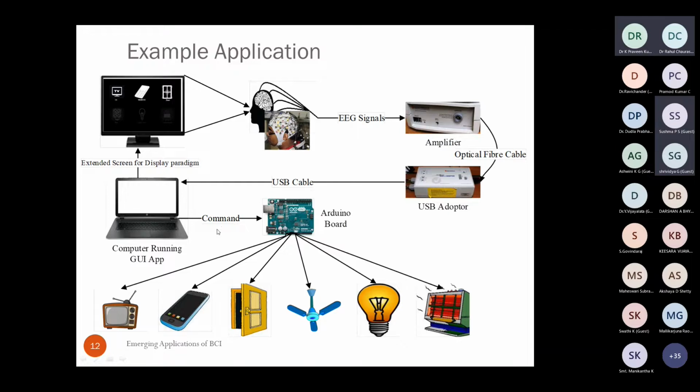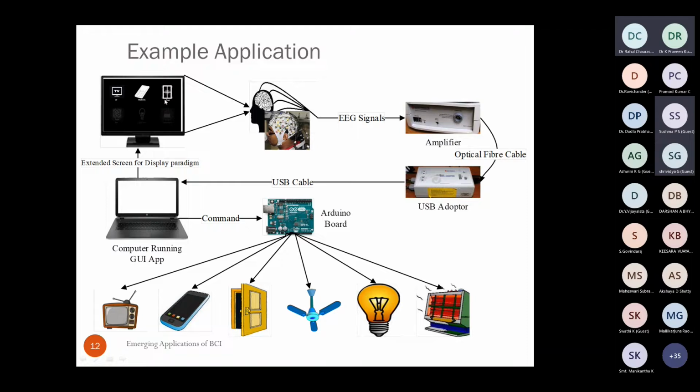So the example application, this is the research done by one of the PhD scholars whom I have supervised. This is the real work which we have done, and these are the real pictures. We had a laptop running the BCI 2000 software. From that software, we had an extended screen, a normal PC screen, on which we displayed different devices the person may want to operate: TV, mobile phone, door, heater, fan, light, like these. And the person is focusing on them.